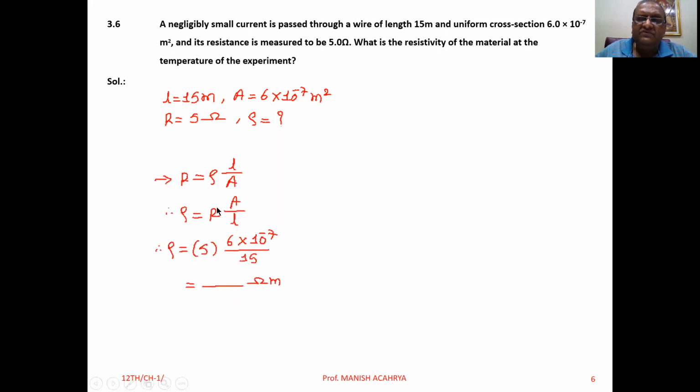We have the equation for the resistance, R equals rho into L by A. So rho equals R A by L. So we can write the resistivity rho equals, now R is 5, A is 6 into 10 raised to minus 7, upon L, that is 15. Solve it, you will get the answer. Clear?